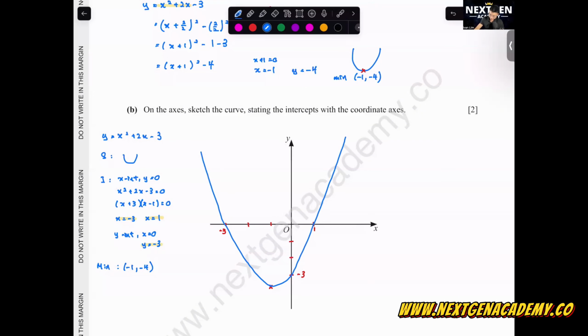I want to highlight, please label the x and y intercepts. I see way too many students always forget to label, then you lose out your marks. Okay, question 1, easy.